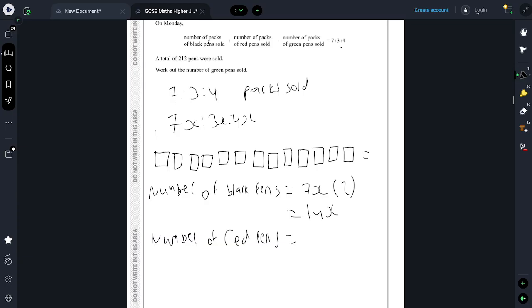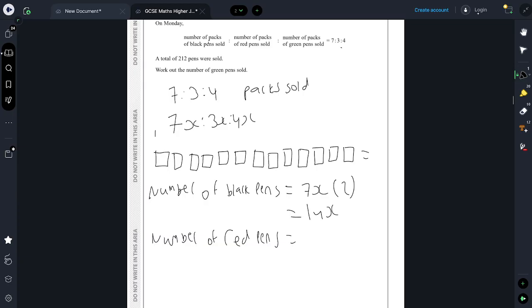No, leave it there. From this ratio here, these are the total amount of packs sold for black, red, and green when we scale the ratio. This x, just to reiterate, ensures that this is the total amount, not the ratio, but the actual amount that we get by timesing.